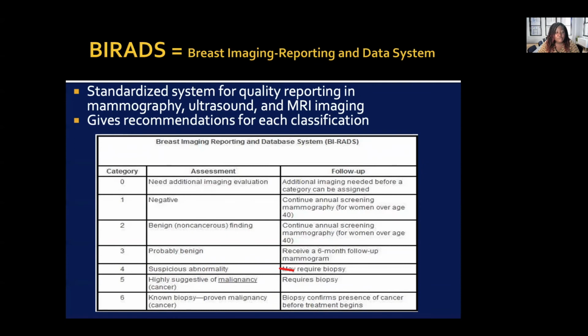1 is negative, which means that the patient really just needs to continue annual follow-up imaging. Two means it's a benign, non-cancerous finding, which also means the patient can continue with annual screening. A BI-RADS 3 is probably benign, and the patient should get a short interval follow-up, like a 6-month mammogram or ultrasound. Four is suspicious abnormality, and a biopsy is required. And five is highly suggestive of malignancy, and that requires a biopsy. Six is a known biopsy proven area that may be getting imaged later on in the course.